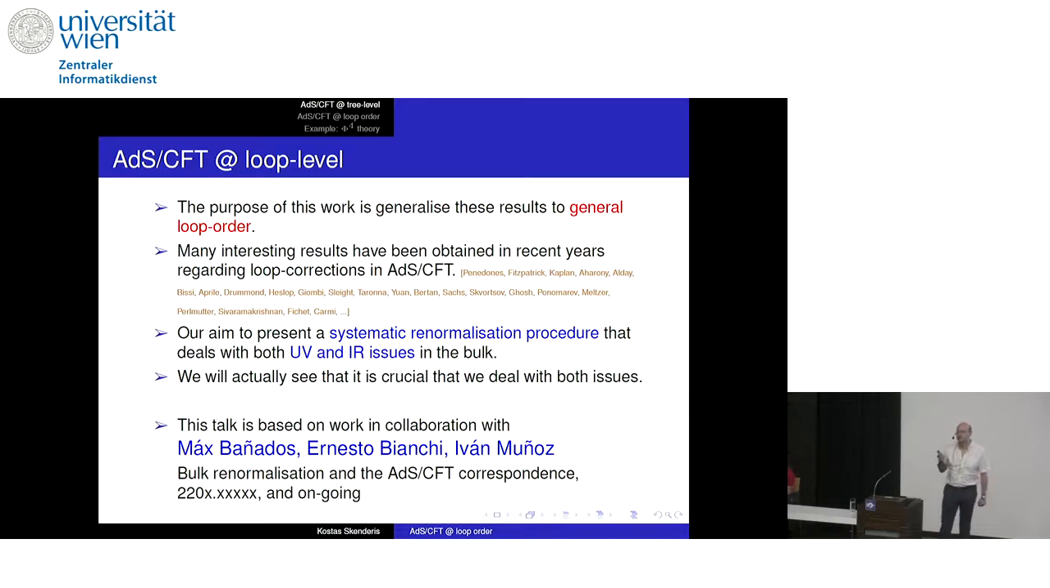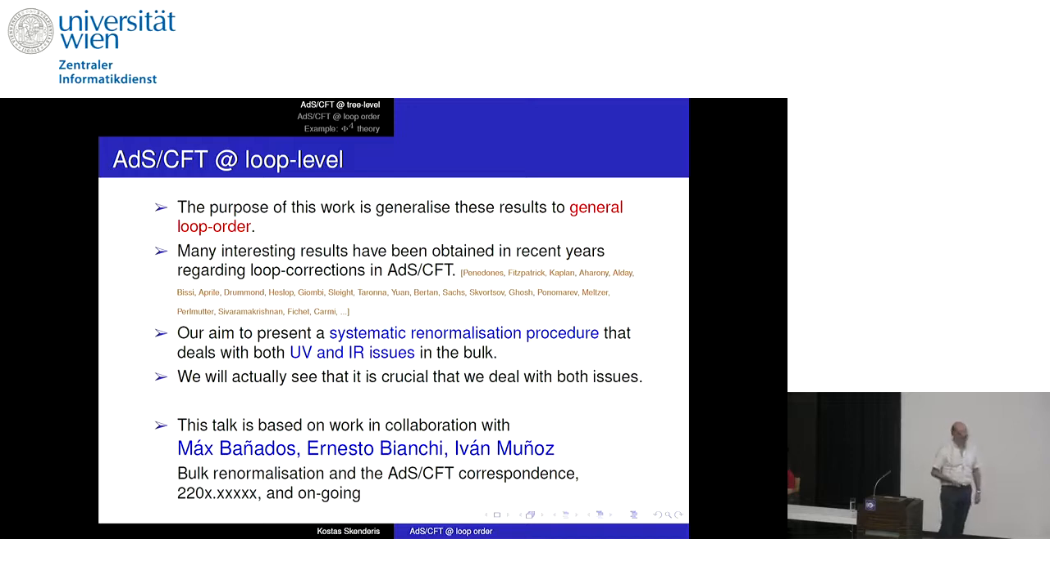So the purpose of this work is to generalize these results now to all orders in loops. And part of this work started because there have been many interesting results over the last 10 years or so where people started mostly on the CFT side, and they did a computation that would imply loop corrections on the bulk side. And here I listed a number of names, and I'm sure I forget many, so I apologize if I didn't put your name up there.